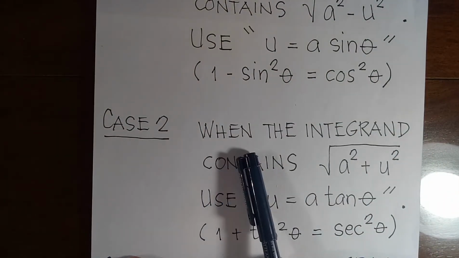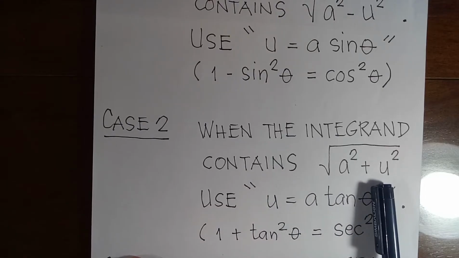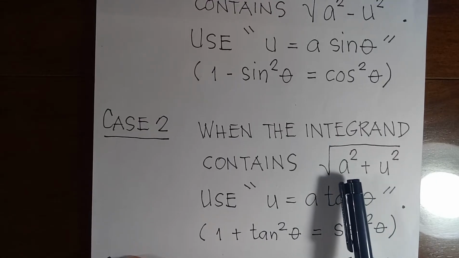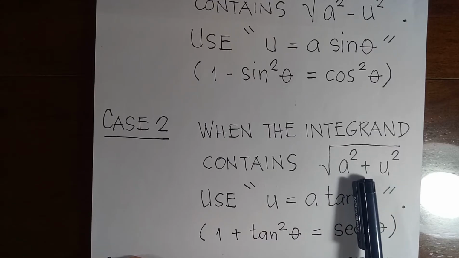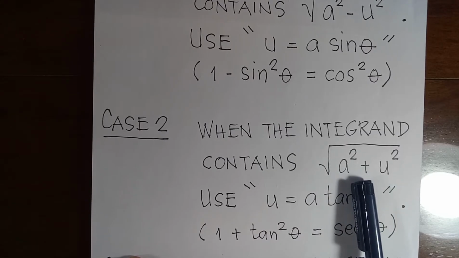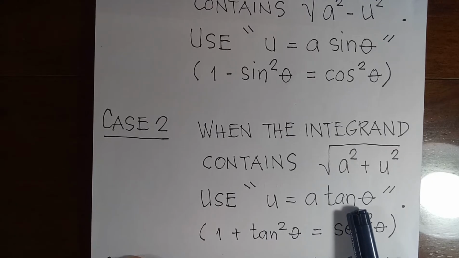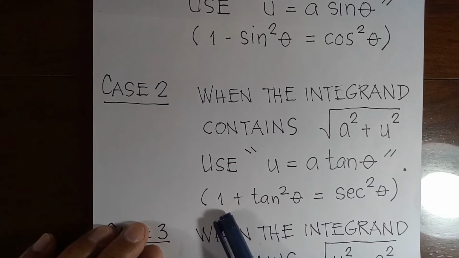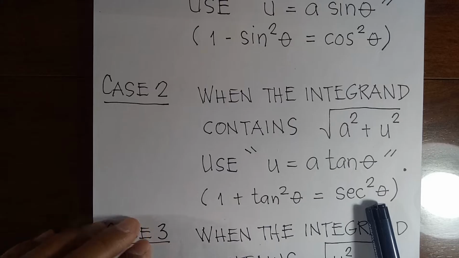Case 2 naman, when the integrand contains square root of a squared plus u squared. So, dito sa square root of a squared plus u squared, pwedeng magkapalit yung pwesto ng a squared at ng u squared. Dahil ang ating operation ay addition. So, dito sa case na ito, use u equals a tangent of theta. At sa case nito, gagamit tayo ng identity na 1 plus tangent squared theta equals secant squared theta.